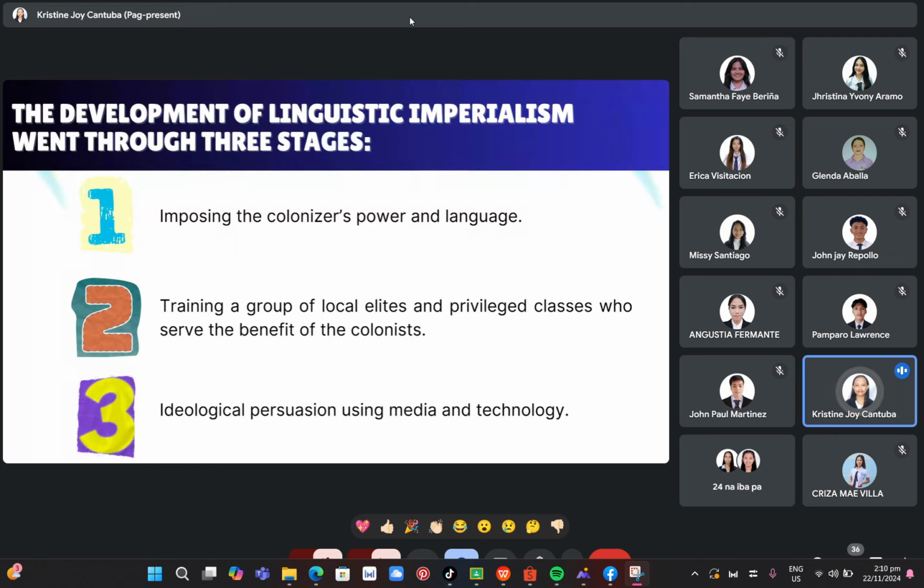In 1992, Phillipson clarified that the development of linguistic imperialism went through three stages. The first stage is imposing the colonizer's power and language. The second stage is training a group of local elites and privileged classes who serve the benefit of the colonies. And the third stage is ideological persuasion using media and technology.